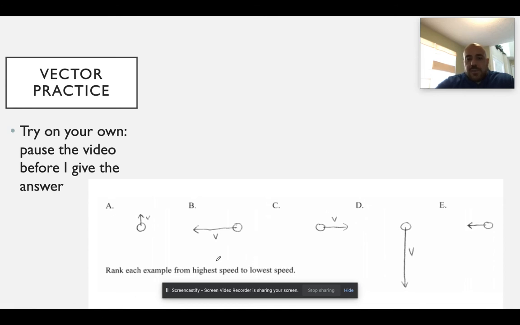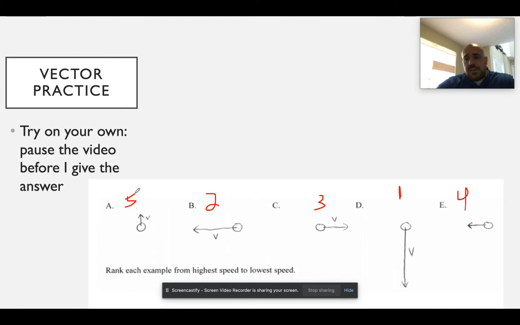So the highest speed, what they're really saying, the biggest arrow. So D has the biggest arrow. Who cares what direction? They didn't ask anything about that. The second longest arrow would be the second fastest. So that would be this one. And then this is the next biggest, and then this, and then last but not least, this little arrow over here. So it's super easy.